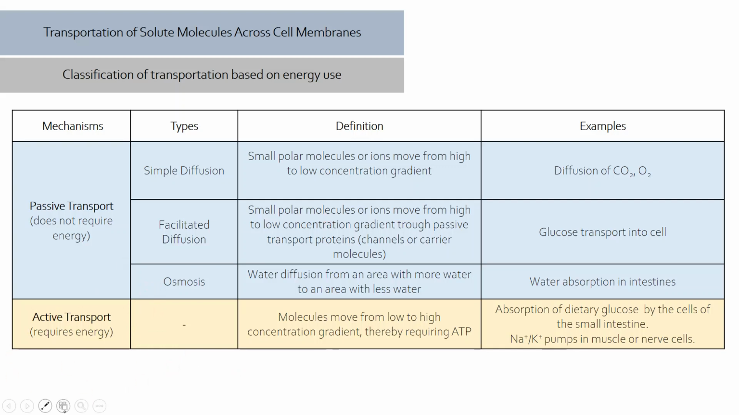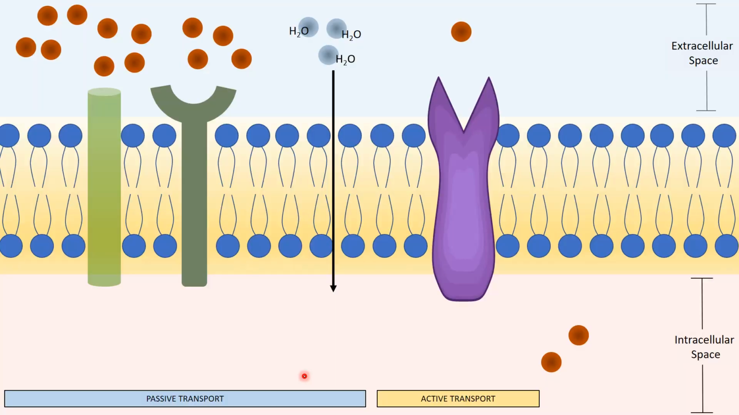Meanwhile, when we're talking about active transport, a lot of it occurs because we need to move molecules from a low concentration to a high concentration gradient, and this does require a lot of energy because you're sort of going against the flow of nature. So let's try and illustrate them one by one.